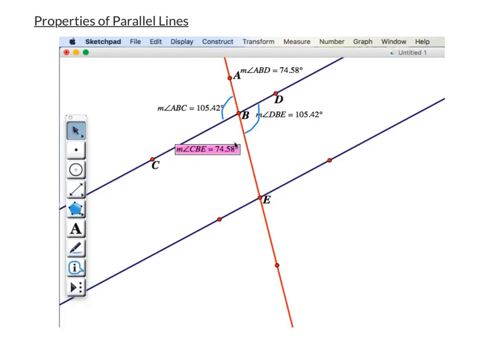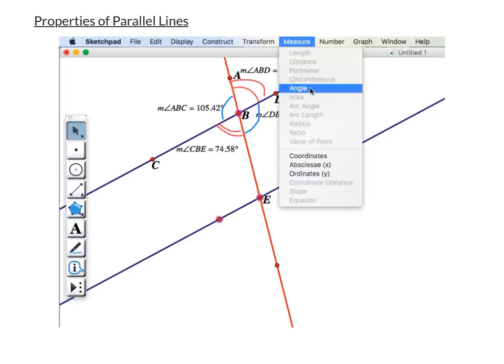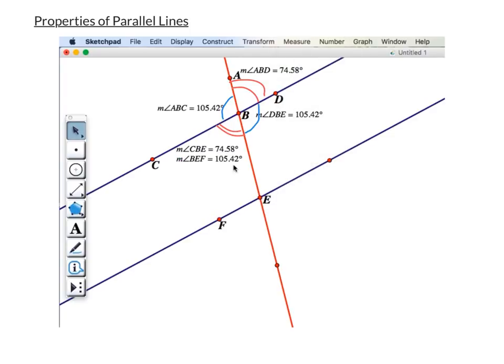So these two are the vertical angles, and these two angles are congruent. Okay, let's see what happens when, let's find out the measures of the rest of the angles. So this is 105. So you see that this angle here and this angle here, they are congruent.